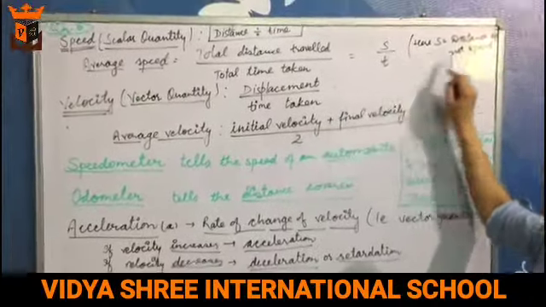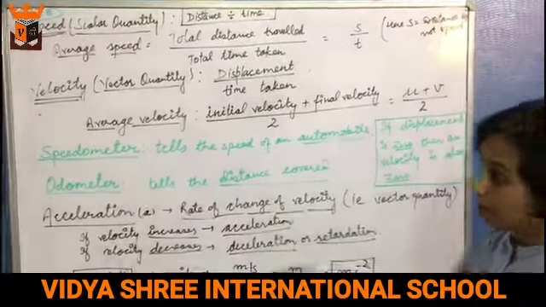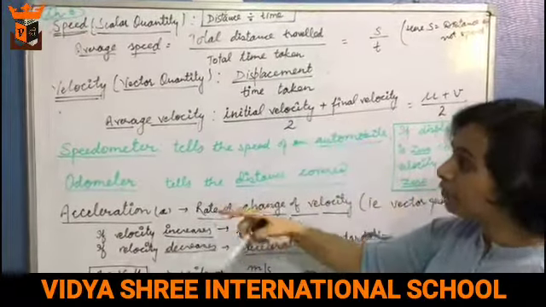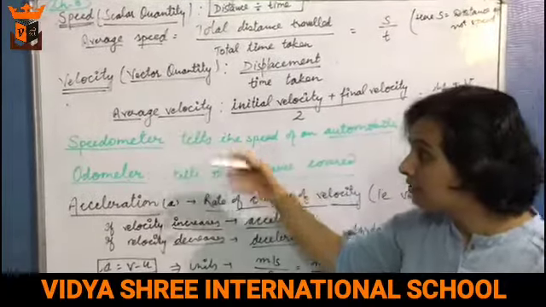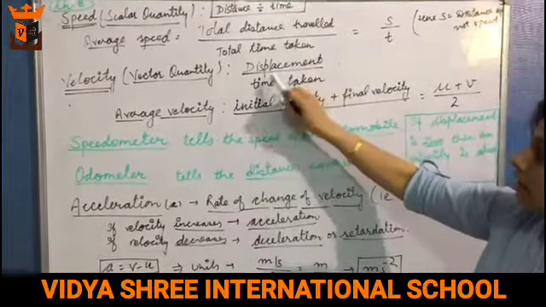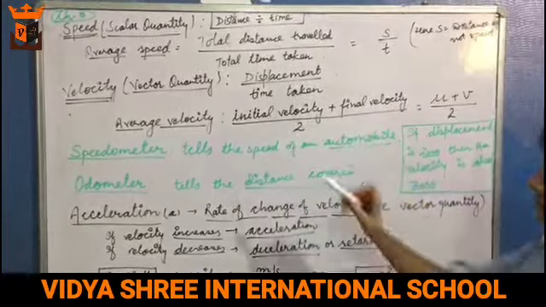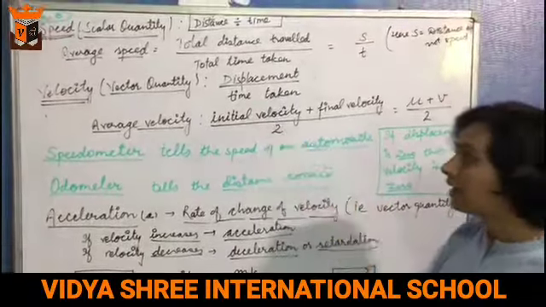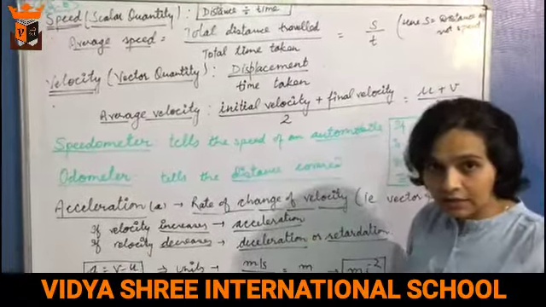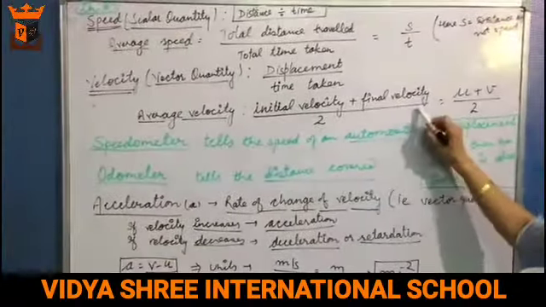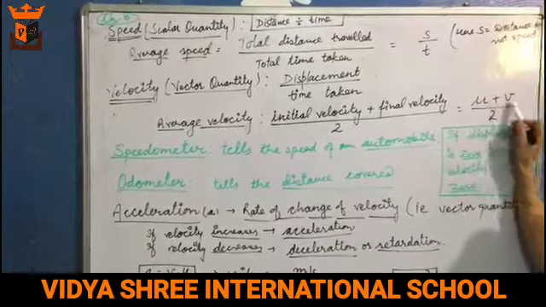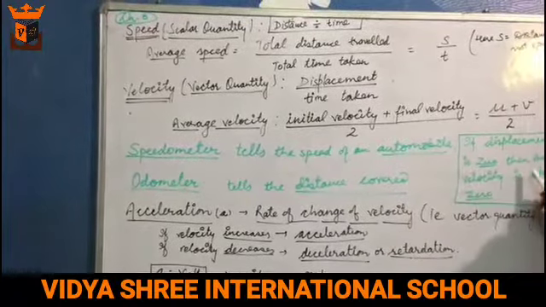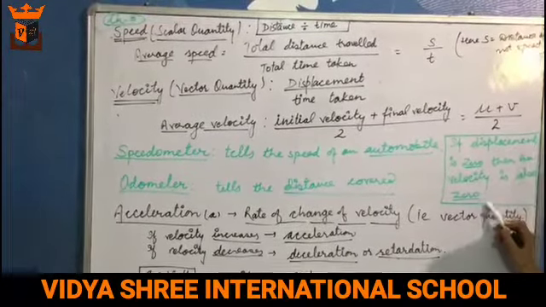Here S is not speed, it's distance. Then velocity. Velocity is displacement upon time taken. If you talk about average velocity, then average velocity is what? Initial velocity plus final velocity divided by 2. Initial means starting velocity. The mathematical expression is u plus v divided by 2. See, if displacement is 0, then average velocity will also be 0.